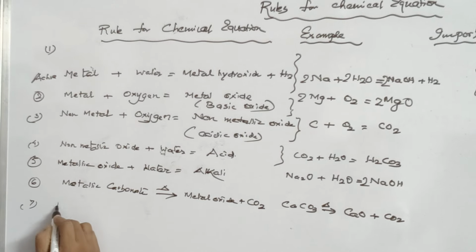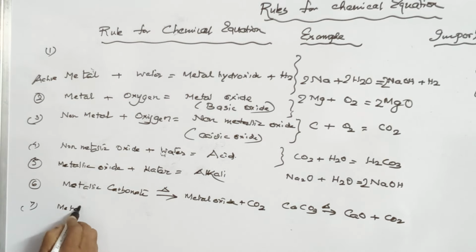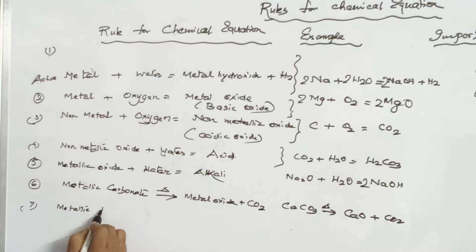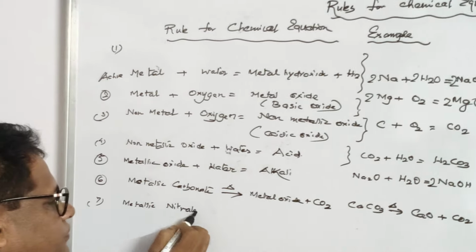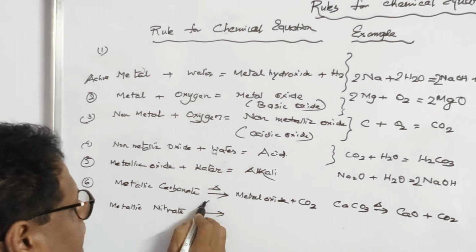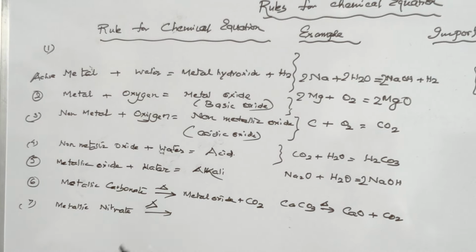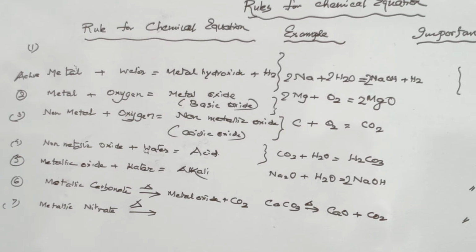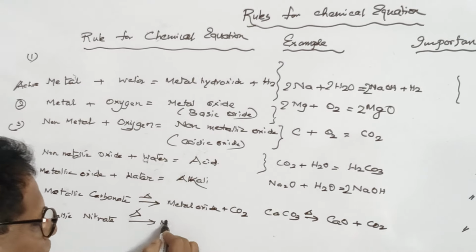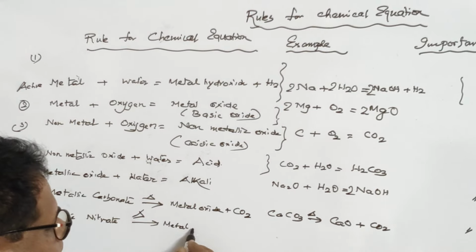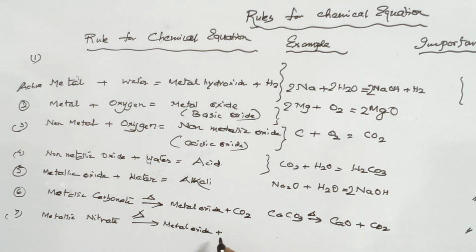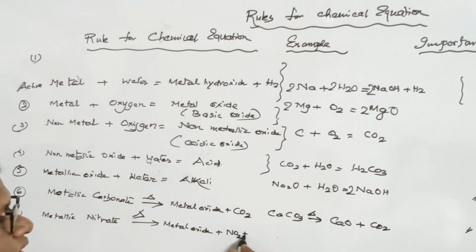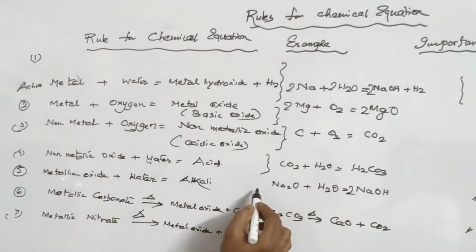Seventh, if you heat a metallic nitrate, a heavy metal nitrate, okay, this is the notation for decomposition brought by heat, okay, then you get metal oxide plus a reddish brown gas NO2 plus a colorless gas O2, okay.